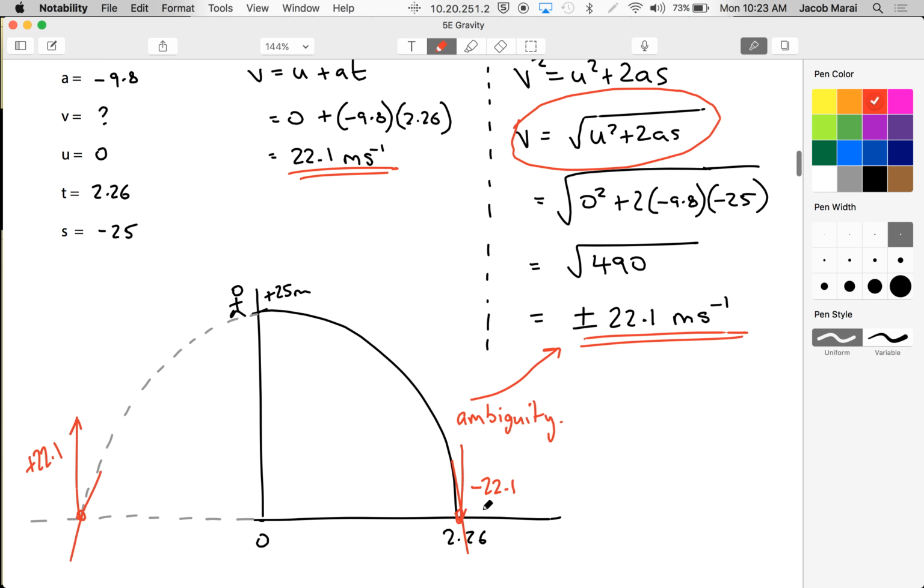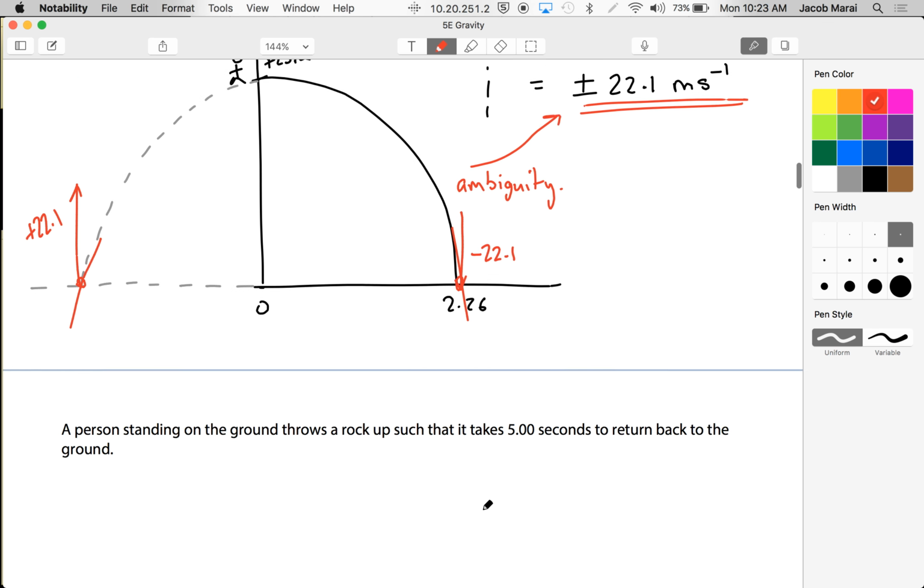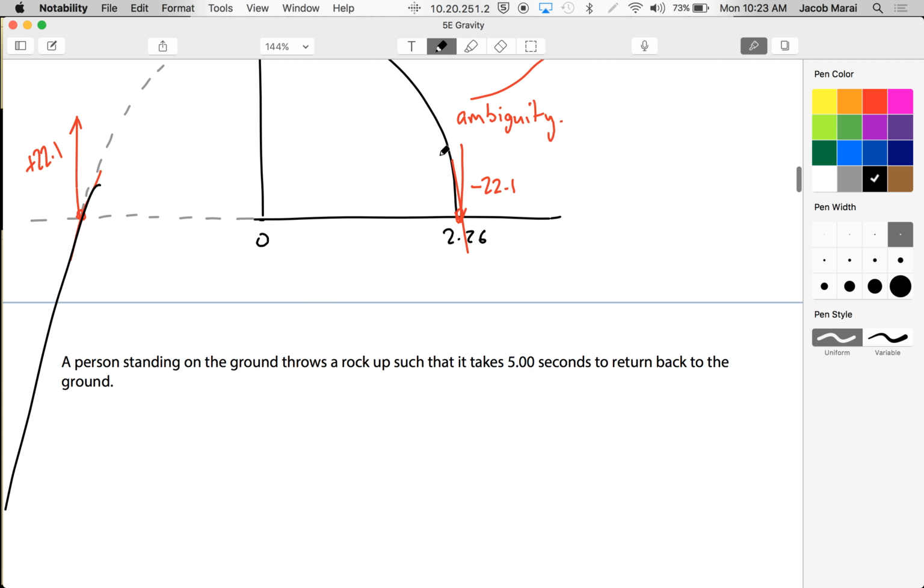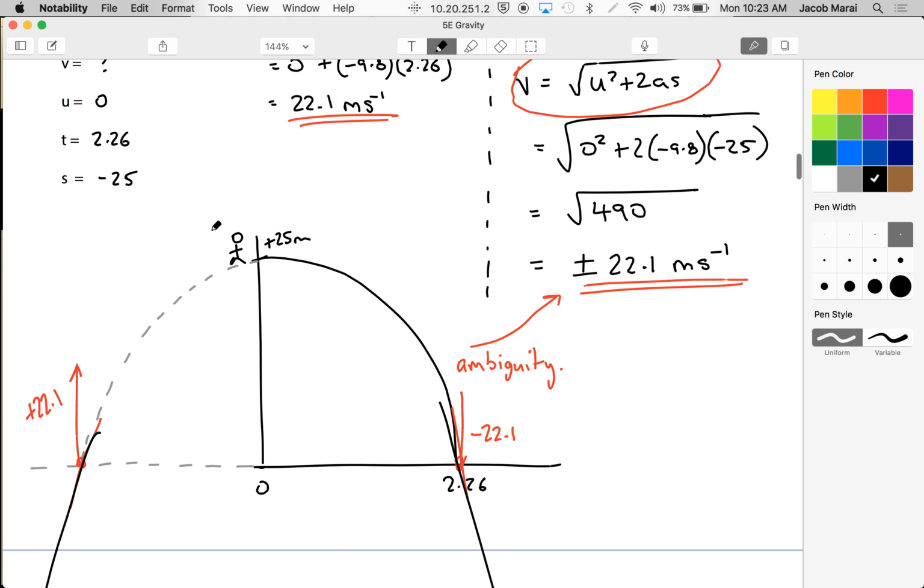Okay? And so if it existed in negative infinity and positive, remember quadratics, they go on forever. They just keep going and going forever to infinity and beyond. However, we only want it to exist for 2.26 seconds between 0 and plus 25. We're only caring about the real quadrant. We don't care about negative s and negative time.